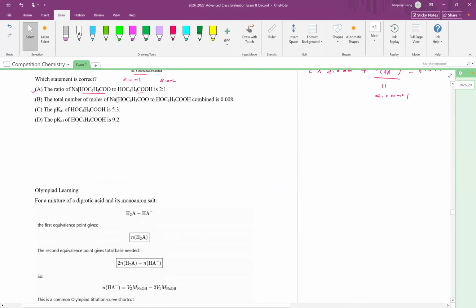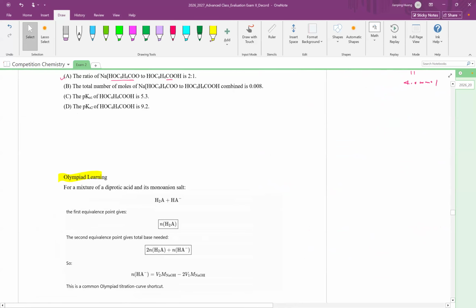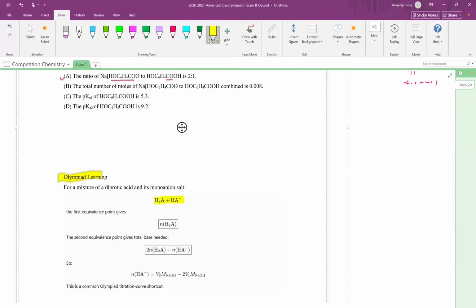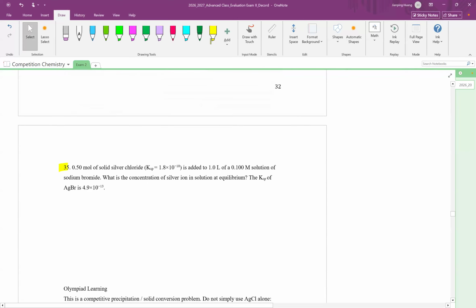Okay. Now, what's the Olympiad learning? Again, I want you to reflect. Let me tell you myself. Every time I write a question, after I did the work, I reflect. Then I adjust the reaction, the question. So that's the one. Now, you have the first equivalent point beginning here. Now, the second equivalent point is what? See? Then you get the overall calculation. Right? Now go to the next one.